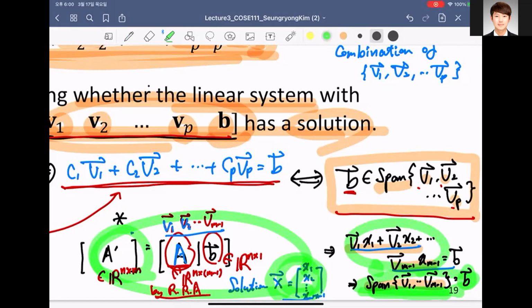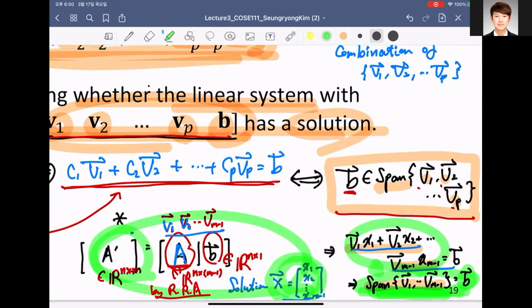그쵸? 어떤 벡터 B가 span of 컬럼 벡터들, 즉 span of V1, V2, V m minus 1이랑 같냐 안 같냐 결정을 내리면 우리가 솔루션이 있냐 없냐를 바로 알 수가 있는 거예요. 로우 리덕션 알고리즘 쓰지 않아도. 훨씬 문제가 쉬워져 버리죠.